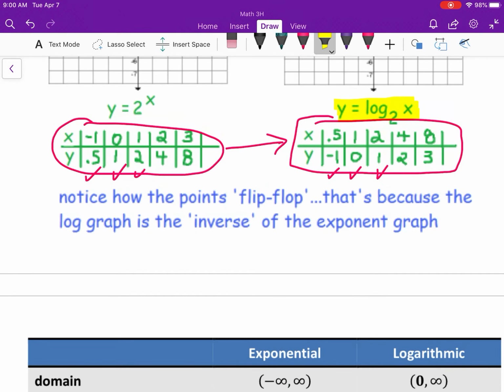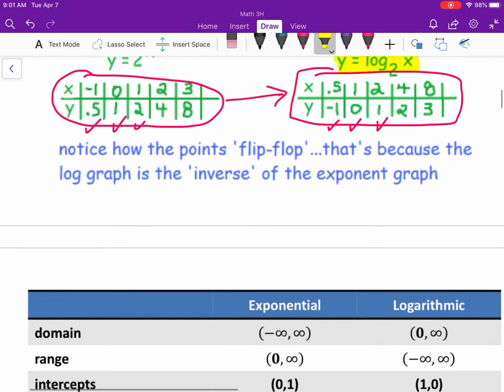And I literally just said that. Notice how the points flip-flop. That's because the log graph is the inverse of the exponent graph. Again, don't worry about what a logarithm is right now. Just worry about knowing how to flip-flop the ordered pairs. We've been doing this all year, so this really honestly should be no big deal to you.